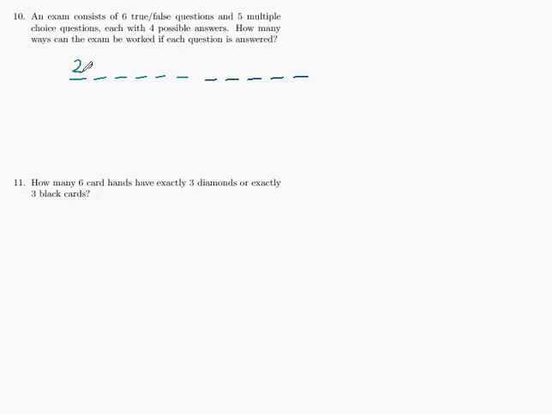Well, true false we know has 2 choices for each question. We can think of this as 2 to the power 6. The multiple choice each has 4 possible answers. And that's 4 to the 5th. We're multiplying this together because it's an entire test. It's not a true-false test or a multiple choice test. It's one entire test that contains all these questions, so 2 to the 6th times 4 to the 5th is how many ways we can answer it.